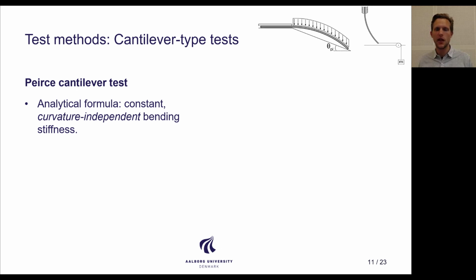Okay, so let's dive into the details of the test methods. And first of all, there is the Pierce test, and as I said before, based on the plane angle and the overhang length, you can estimate a constant curvature independent bending stiffness using an analytical formula.